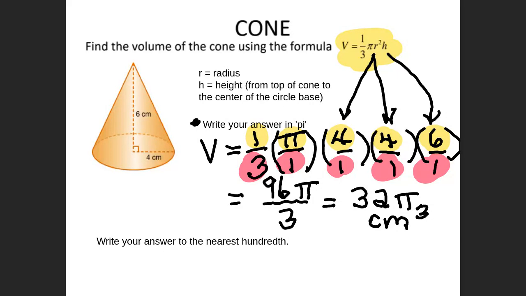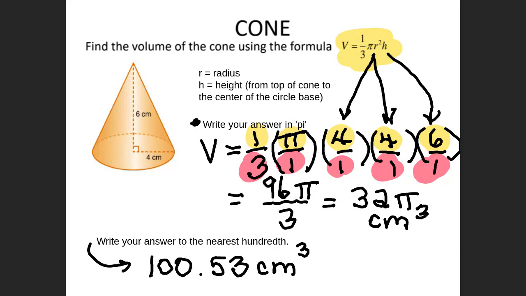It's got to be your pi key, which is 32 times your pi key, and this will give you the decimal of 100.53 centimeters cubed. Decimal, pi. And you will see that happening. Read the instructions and give them exactly what they want. Any questions?